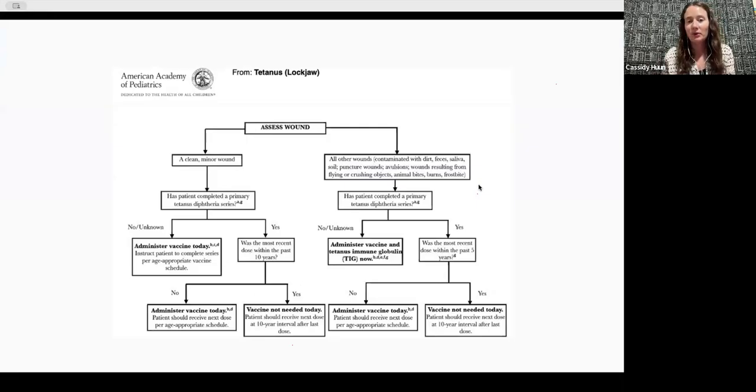Don't waste time on this portion. If you can't get a straight answer and you can't review someone's immunization status quickly, administer the vaccines to prevent any issues, especially in a burn wound.